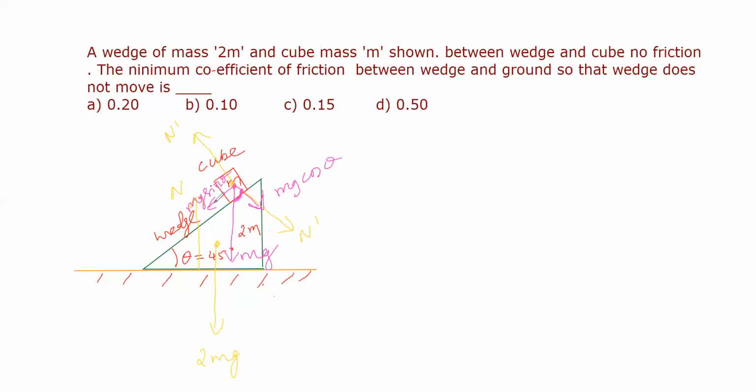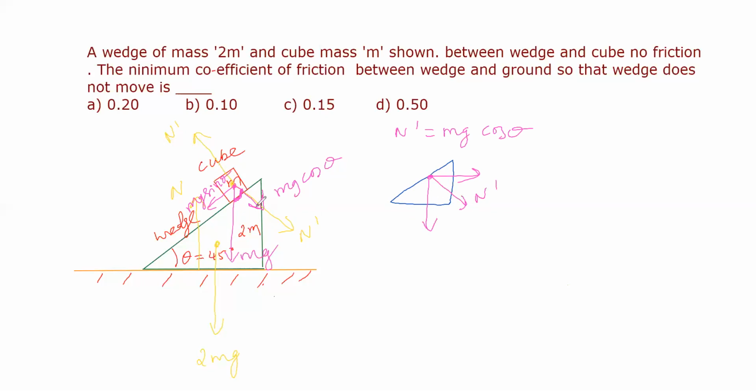Now the cube does not move perpendicular to the wedge, so N dash is equal to mg cos theta. This N dash force acts on the wedge in this direction. Taking the wedge separately, we resolve the N dash force acting on it into two components.